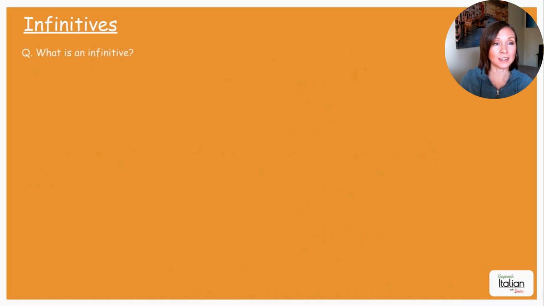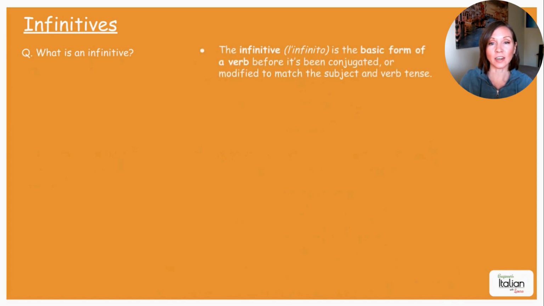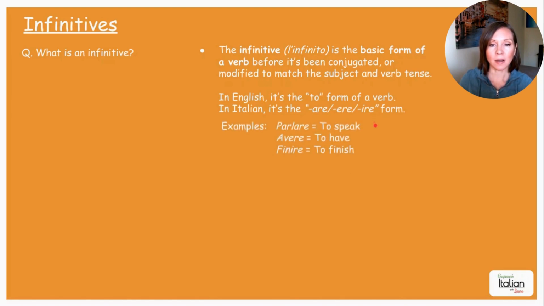Infinitives. What is an infinitive? So the infinitive, l'infinito, is the basic form of a verb before it's been conjugated or modified to match the subject and verb tense. In English, it's the "to" form of a verb. In Italian, it's the ARE, ERE, and IRE form. For example, parlare, to speak. You see how it's got the ARE ending, and in English, it's to speak. Avere is to have, and finire, to finish.